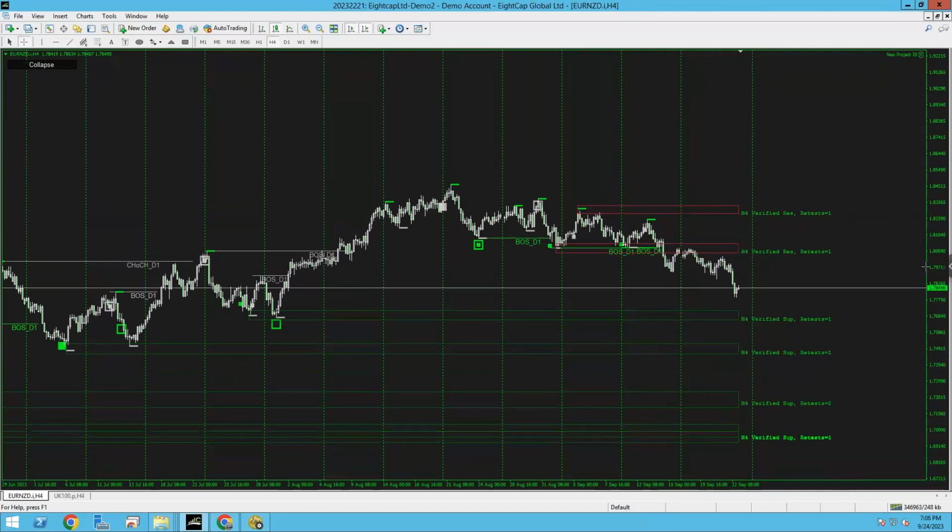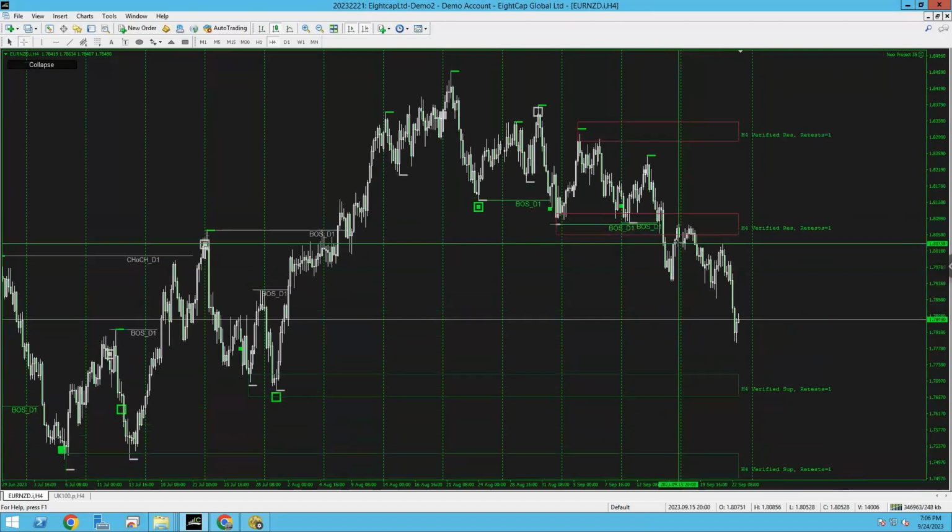And this is where my entry was. If you go see in the free chat, I posted my entry. My entry was here on Euro New Zealand, but then I came out of it. So it was even looking like it was going to buy back up for some people. But now look what it did last week. This was a 270 pip sell.